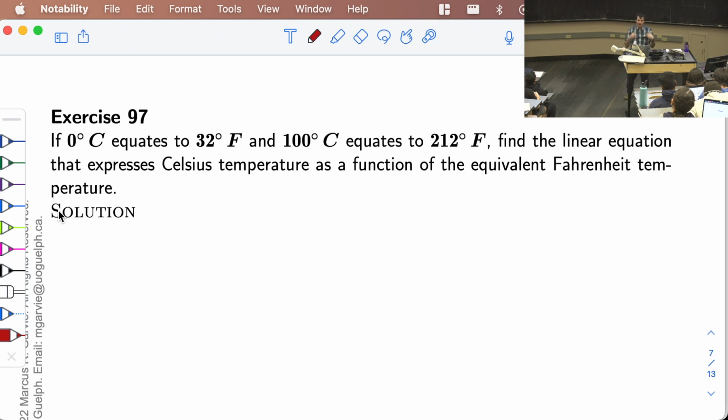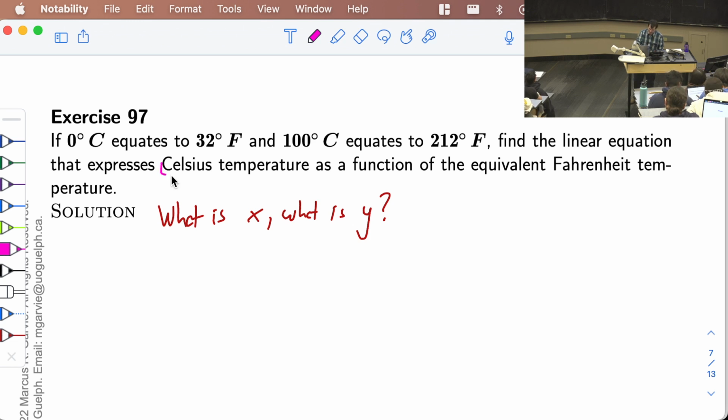How are we going to do it? The first thing you got to realize is what is x and y. I think this is the first question you're going to ask yourself. What is x? What is y? And the answer is in this last sentence. So we want to express Celsius temperature as a function of Fahrenheit temperature. And to me, that means that the Celsiuses are the y's and the Fahrenheits are the x's, right? Because that way we'll have y in terms of x, y equals something something x. That will be the Celsius in terms of the Fahrenheit.